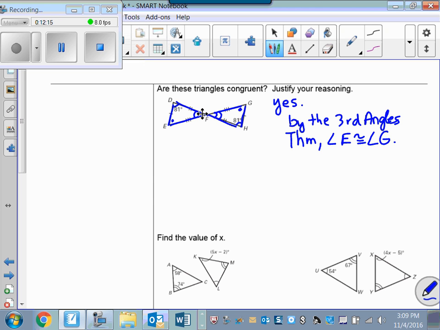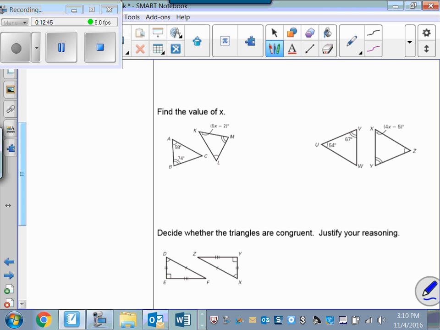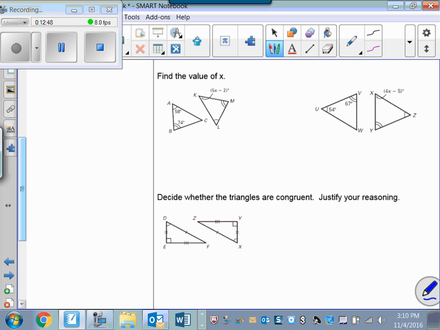All right, so now that I've got that, I'm going to write my congruent statement, and I'm going to say that triangle DEF is congruent to triangle HGF. If you want to pause here and make sure that our corresponding parts are matching up in the way we've written that congruent statement, then by all means do that. All right, you've really just got 3 more problems here, so as usual, I want you to pause and try to work these problems. Come back and I'll have the solutions on the board for you.